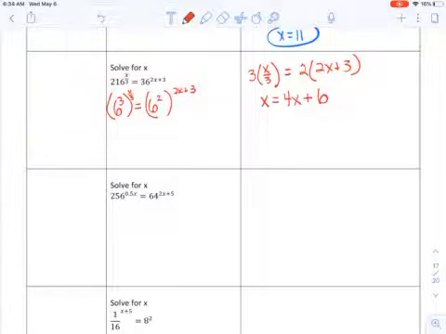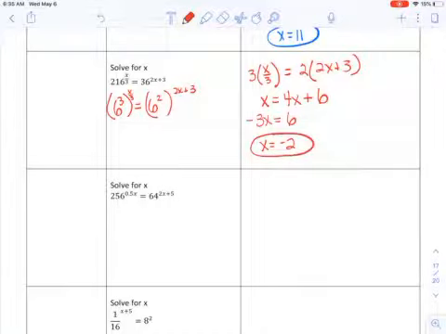Okay, how do we solve that? Yep, take 4x from both sides. So I'm going to get negative 3x equals 6. Divide both sides by negative 3. And x will be negative 2. Okay.